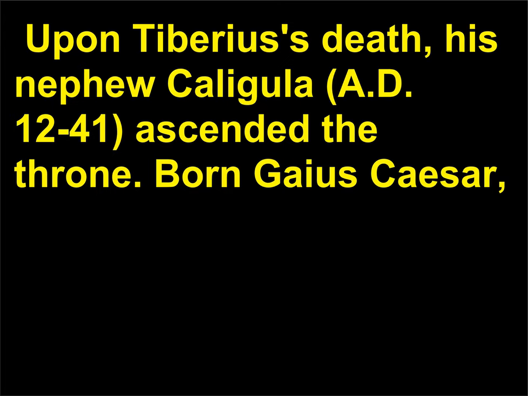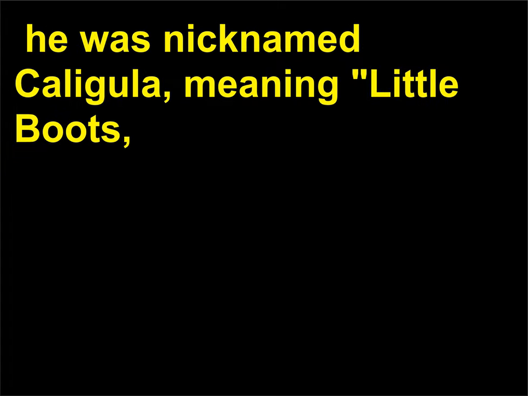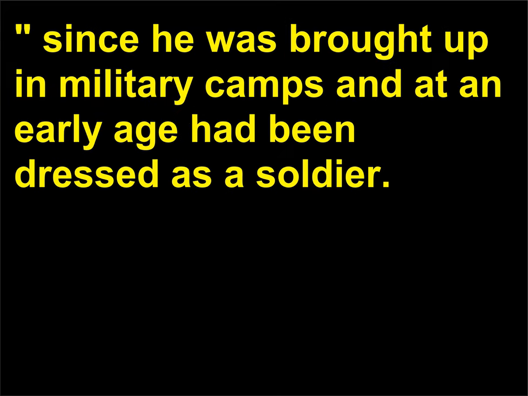Born Gaius Caesar, he was nicknamed Caligula, meaning little boots, since he was brought up in military camps and at an early age had been dressed as a soldier. For a short time Caligula ruled with moderation. But not long after he came to power, he fell ill and thereafter exhibited the erratic behavior for which he is well known.